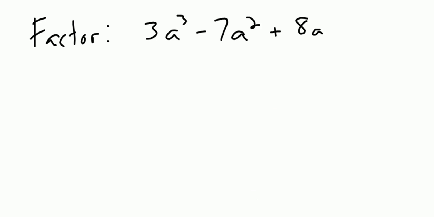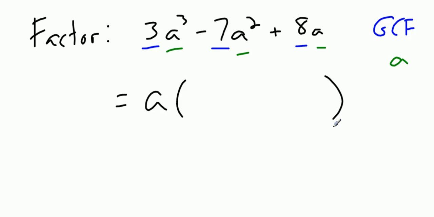Here's another couple of examples. Again, we're going to start looking for the GCF over here. Here, the coefficients don't have any common factors. So there's no number that divides evenly into 3, 7, and 8. However, when we look at the variable terms, we can see that each of these has at least one a. So when we go to factor this one, the GCF is going to be simply the variable a.